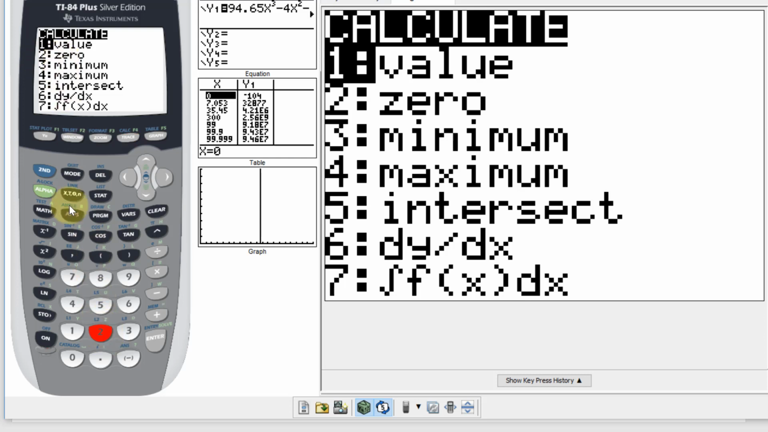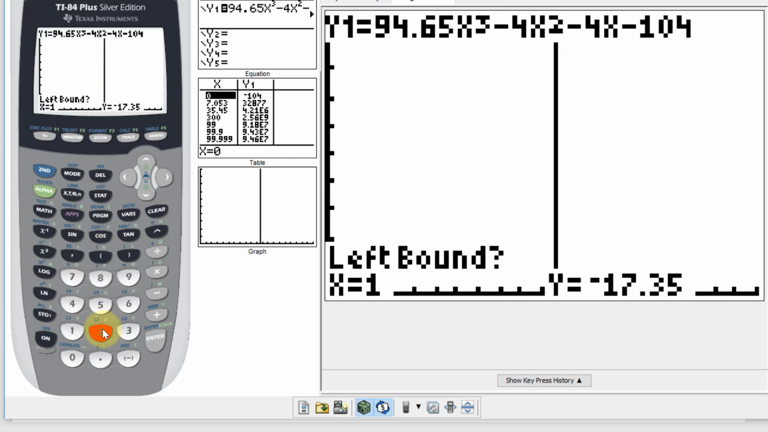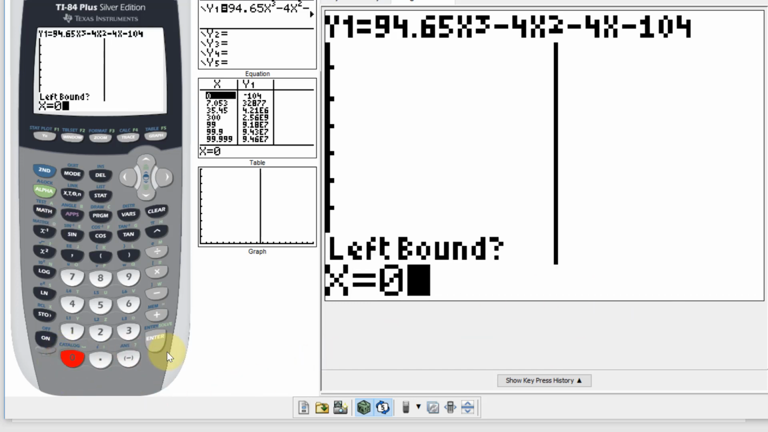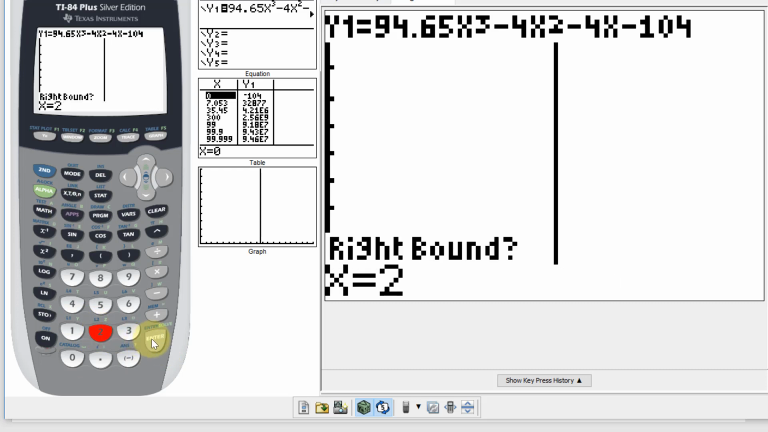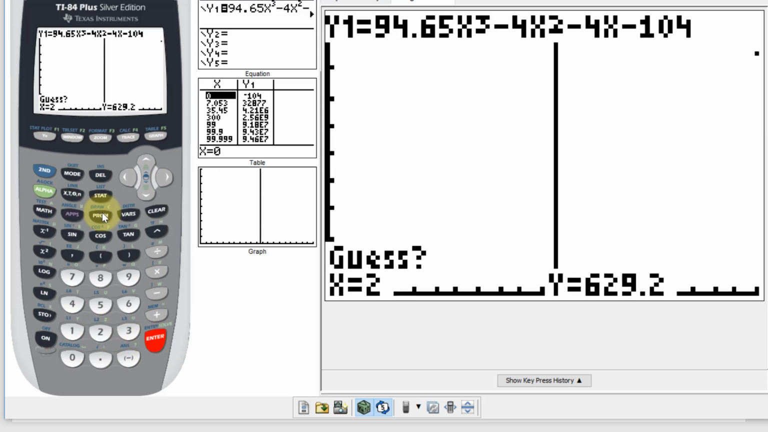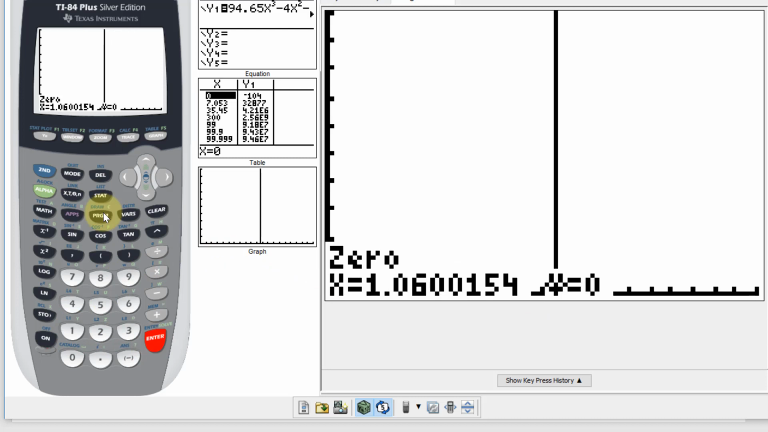So let's put 2, and then a left bound. Well, you could put 0 as the left bound. Let's put 0. And then a right bound, let's put 2. And then the guess, well, this is about right in the middle because I had a window from 0 to 2. So I'm going to guess it's about 1. Guess 1. So there it is, 1.06.